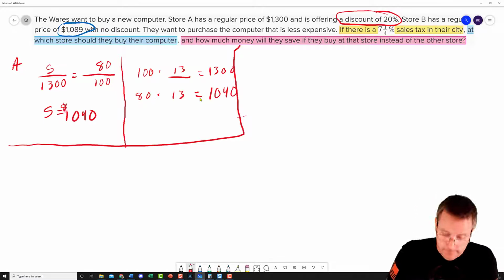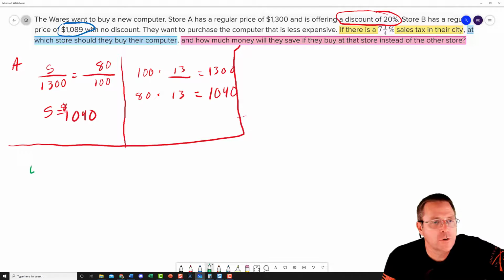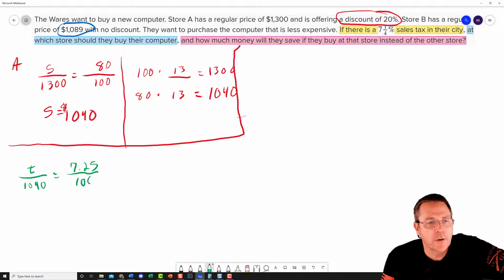to get really exciting. So to find the taxes that I'm going to pay on the $1,040, I'm going to set up another proportion that says tax over $1,040 is equal to, well, 7 1/4 is the same thing as saying 7.25 out of 100. We can ask ourselves, 100 times what number is going to equal 1,040, and the answer to that is going to be, let's see, 10.4.